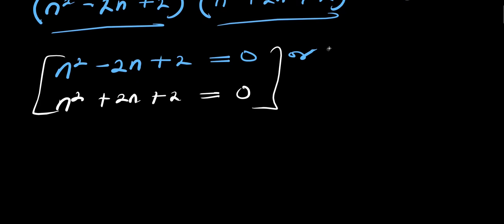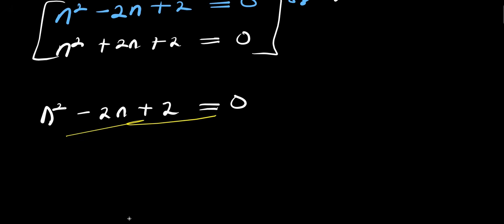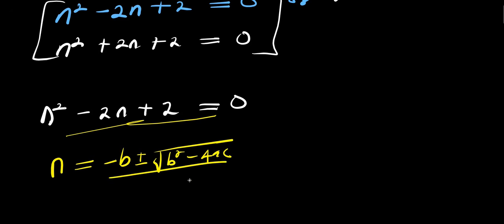So let's consider the first one, which is n squared minus 2n plus 2 equals 0. To solve this, we are going to make use of the formula method because this is clearly not factorizable. So we have n equals negative b plus or minus square root of b squared minus 4ac, divided by 2a. And the coefficient of n squared here is a, which is 1. This negative 2 here is b, and the 2 here is c.